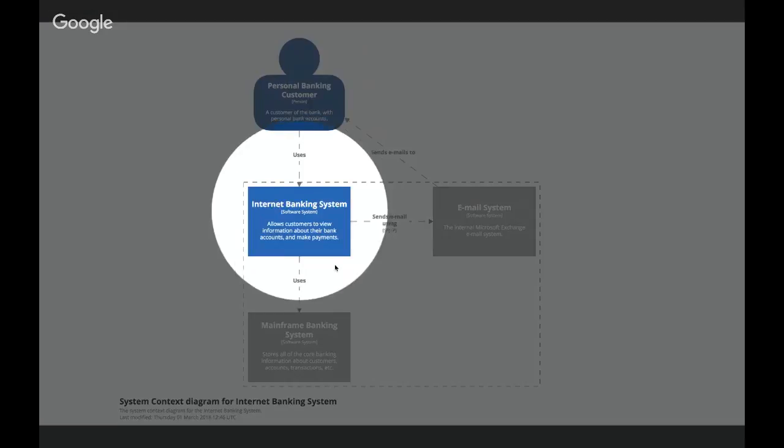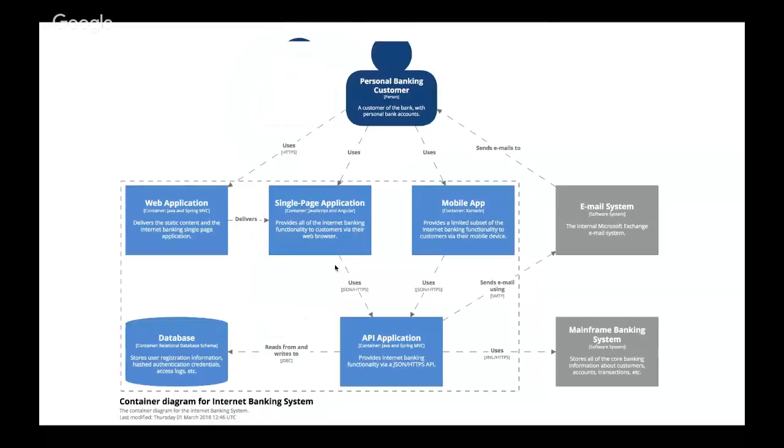If we were to zoom into the internet banking system, again, we get to level 2, and now we get the container diagram. And this is a bit more complex than the previous examples because I wanted to show something specific here.